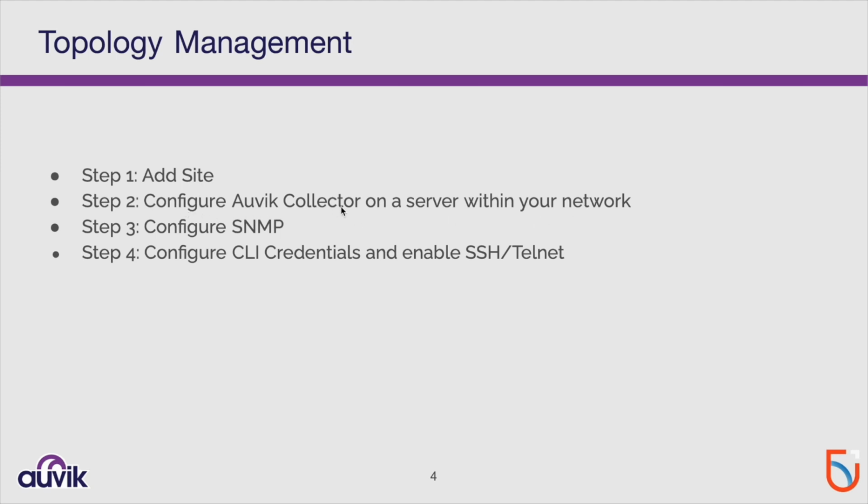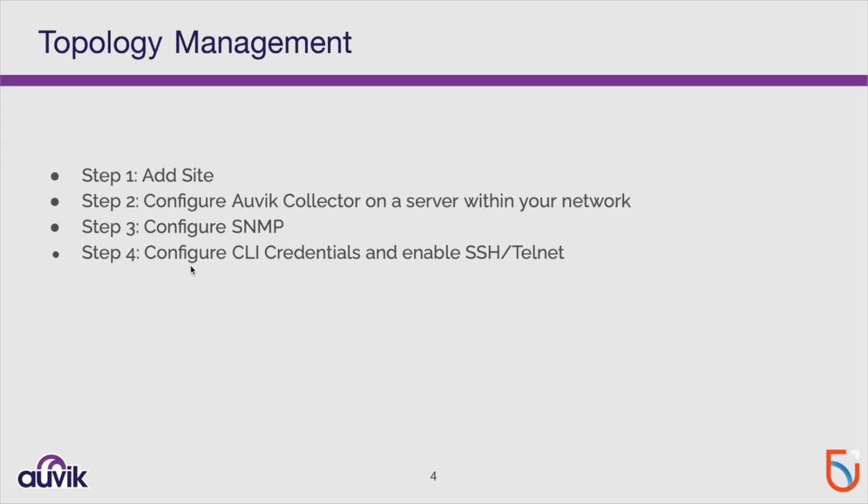What this collector is going to do is basically collect all the information on the networks within our site. It's going to crawl through all the networks and collect as much information as it can, and then send it to the dashboard. Then to gain additional information within the device configurations, we're going to have to configure SNMP. We're talking about Cisco devices right now. We're going to have to configure SNMP and CLI credentials and enable SSH and Telnet on the device.